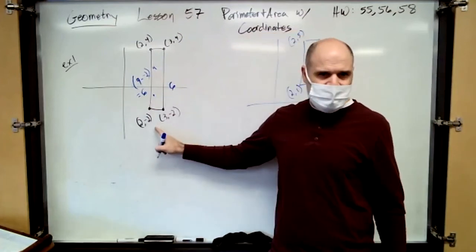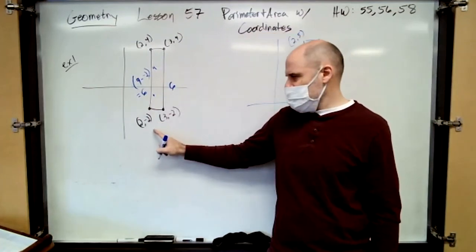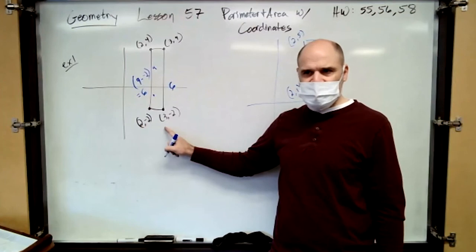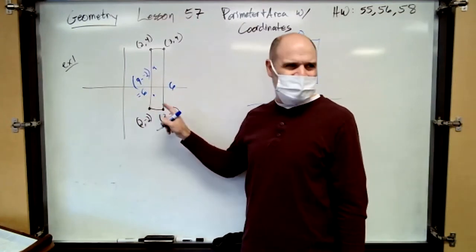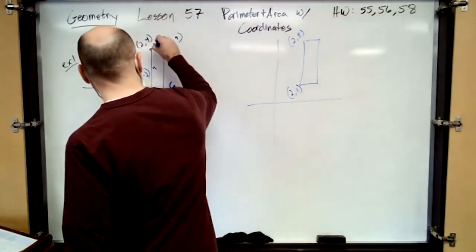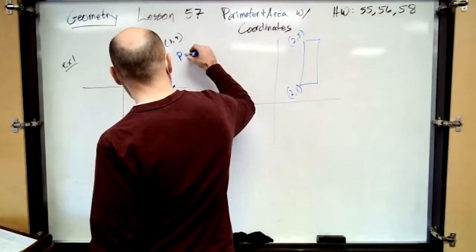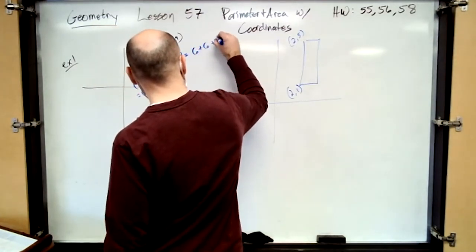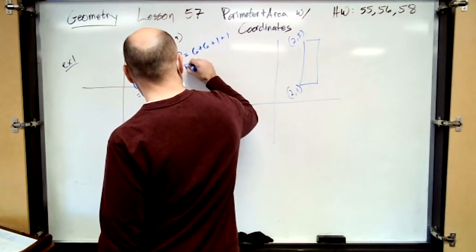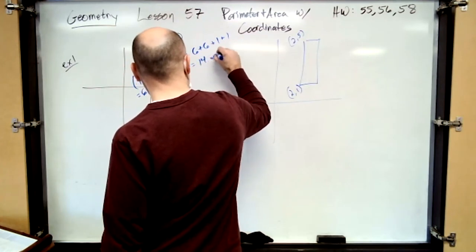Can you guys calculate this distance? Kate? 1. 1. It goes from 2 to 3. So this is just your X distance. It goes from 2 to 3. So that's 1, 1. So let's see, the perimeter is 2 6s and 2 1s. So that's 14 units, right?